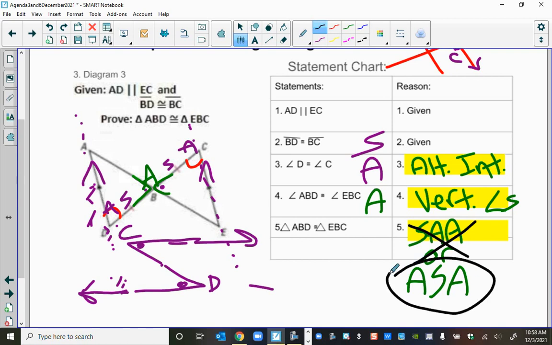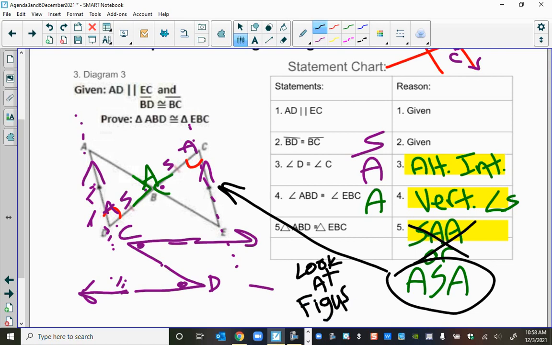Now look at your figure. Look at the figure. They say ASA.